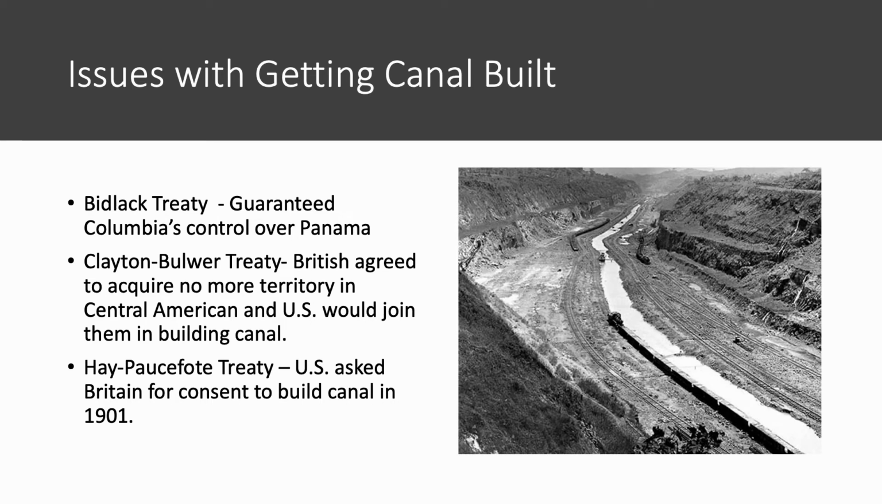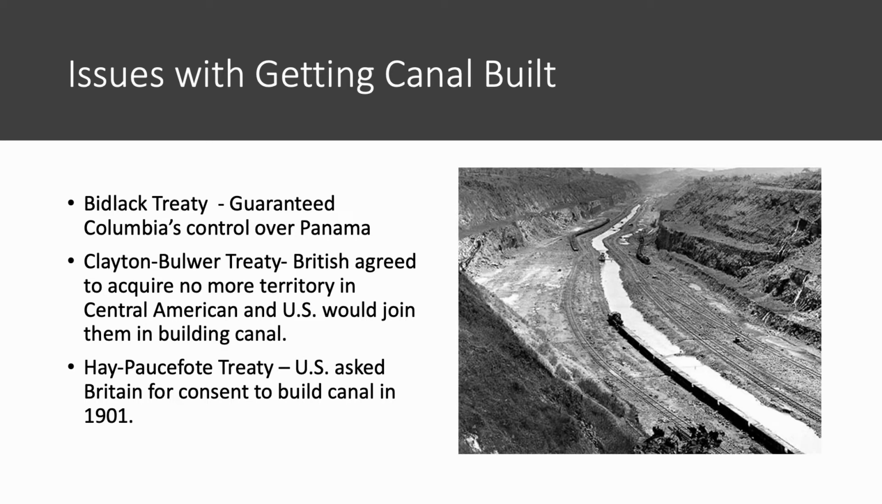And a canal had been tried to be built for several years, and one of the issues was who controlled the region. So back in the 1800s, there was a treaty called the Bidlack Treaty, and this treaty is going to guarantee that the country of Colombia had control over Panama. And so anyone that wanted to negotiate to build the Panama Canal was going to have to negotiate with Colombia at the time.